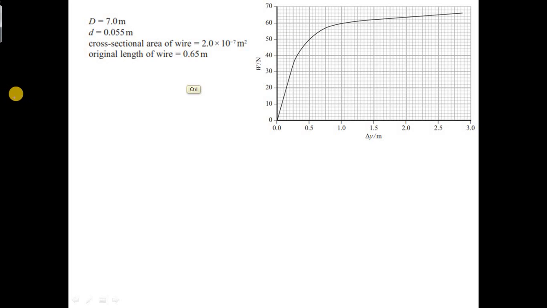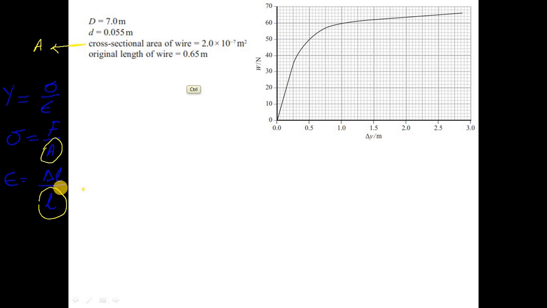And if you see the Young modulus, the Young modulus is stress over strain, and stress is force over area, and strain is change in length per unit length. So if you can find force and area, this area is given, which is this. Okay, this is the area. Original length L is also given. This is the original length. We need to figure out force.